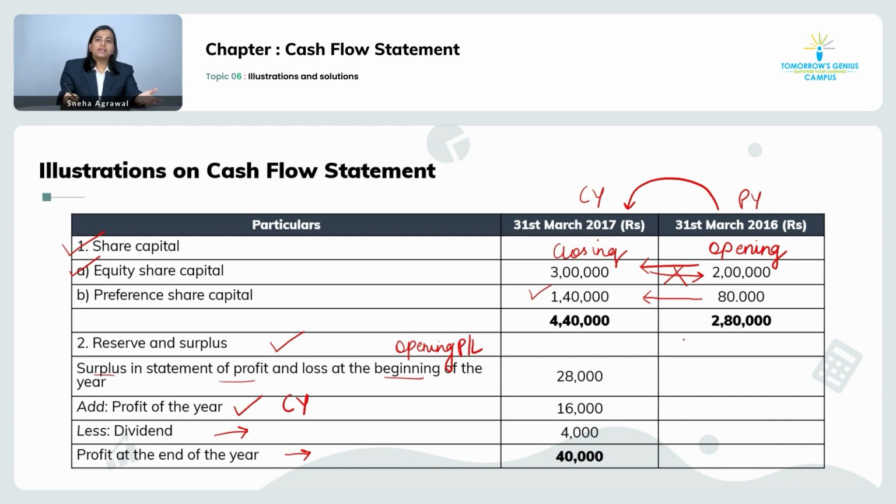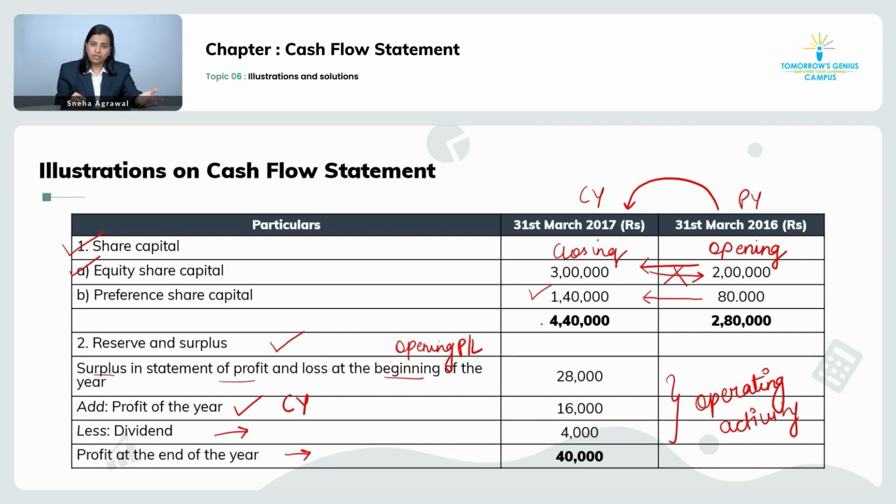So why is this data given? This data is given for the purpose of knowing our operating activity cash flow. The starting point of our operating activity is what? Net profit before taxes and extraordinary items. Since no profit and loss statement is given, we have to use the numbers given in our balance sheet. So if we see, we are given opening numbers and closing numbers.